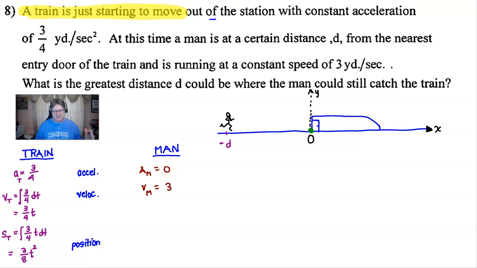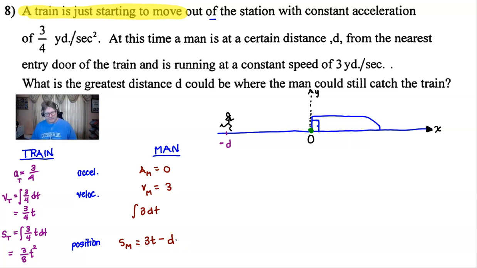Now, if you needed it, the acceleration of the man is 0, right? Because he's running at a constant speed, but I don't think the acceleration is going to be what we're looking for, right? We're going to be looking for the position of the man, which means we have to integrate 3 with respect to time. And that, of course, is going to give us 3t plus some constant, right? So let me slide this over so I can say the position of the man is going to be 3t plus some constant. But remember, we said that at time 0, the position of the man is going to be this negative d because he's to the left of that particular 0 value.